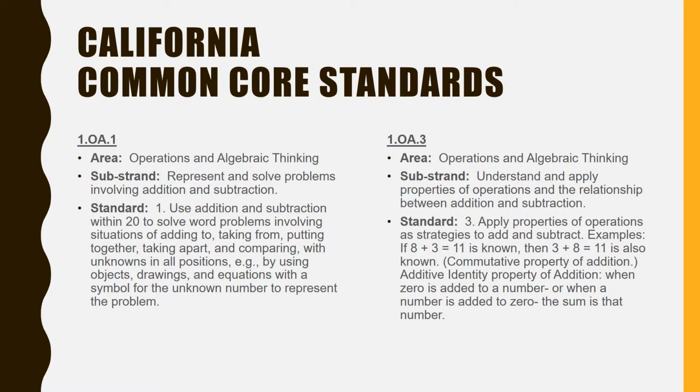The second standard is 1OA3. This is in the area again of operations and algebraic thinking. The substrand is understand and apply properties of operations and the relationship between addition and subtraction. The standard is number 3. Apply properties of operations as strategies to add and subtract. This covers both the commutative property of addition and also the additive identity property of addition.